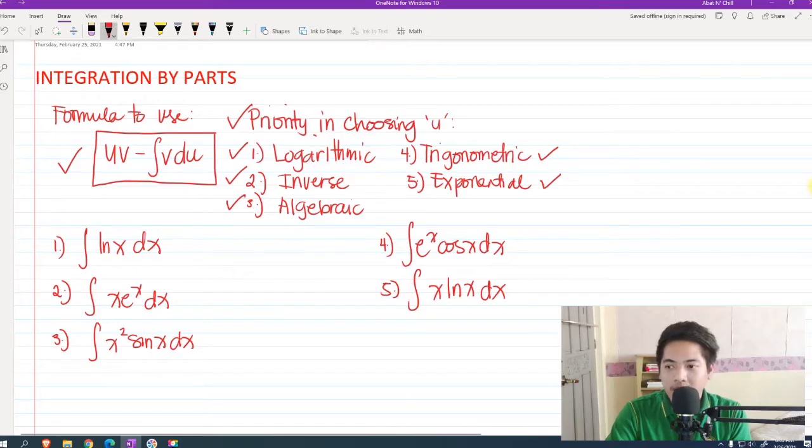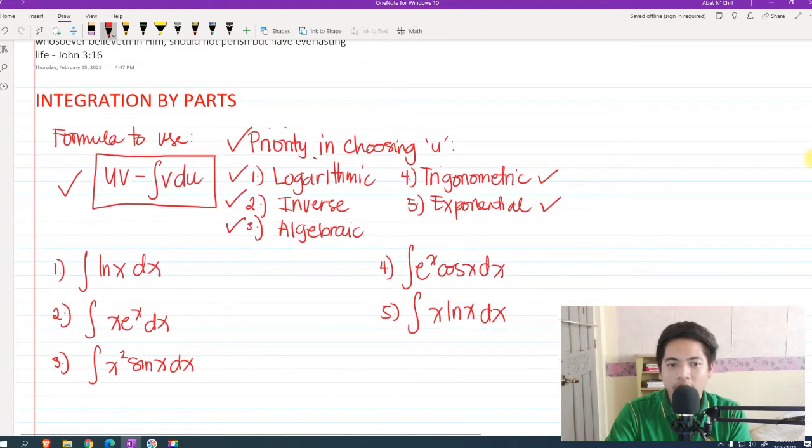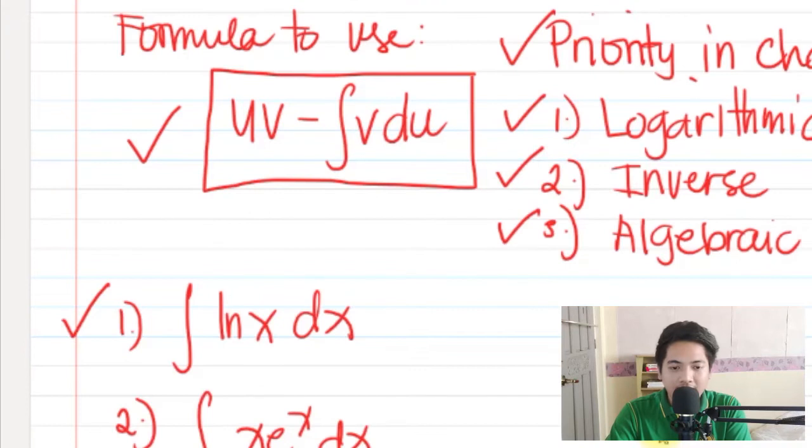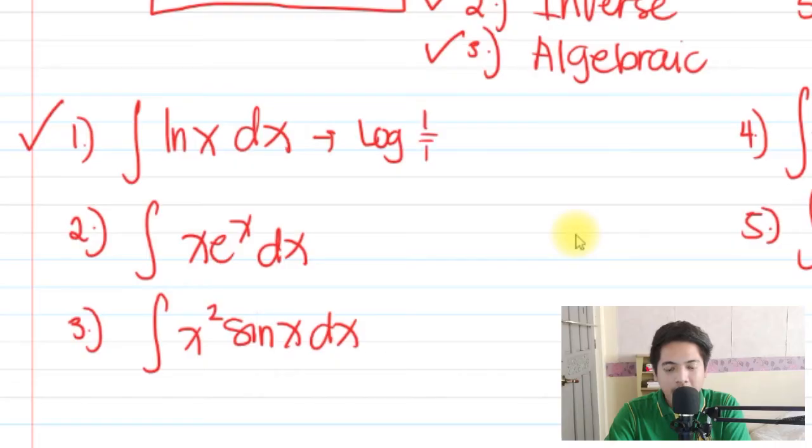In this video, we are going to solve 5 problems to show the basics of computing integration using integration by parts. As you can see in number 1, we have the integral of ln of x dx. So we have a logarithmic function and an algebraic function. Sir, where is the algebraic function? It's actually 1, 1 multiplied by the ln of x.